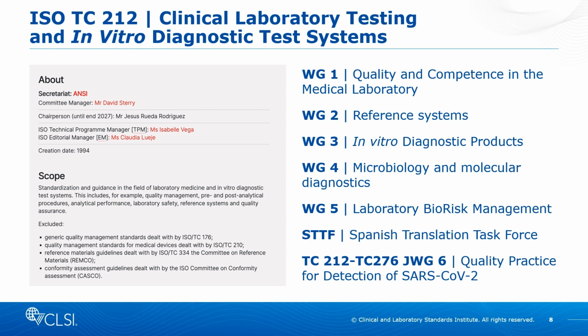These include ISO TC212 Working Group 1, Quality and Competence in the Medical Laboratory; ISO TC212 Working Group 2, Reference Systems; Working Group 3, In Vitro Diagnostic Products; Working Group 4, Microbiology and Molecular Diagnostics; Working Group 5, Laboratory Biorisk Management; a Spanish Translation Task Force, and a joint working group with ISO TC276, Quality Practice for Detection of SARS-CoV-2. Project teams are formed to develop a single document and are disbanded after they complete the document.